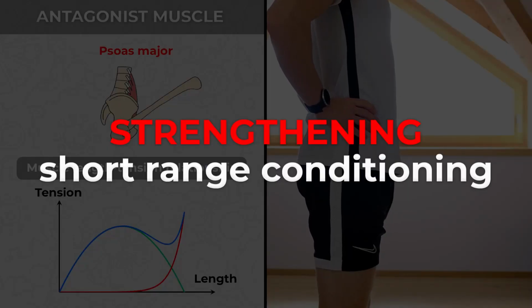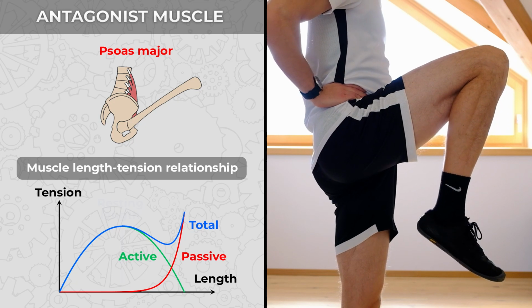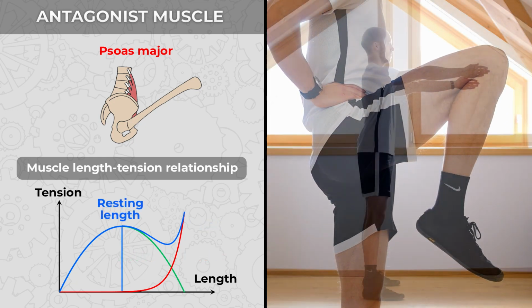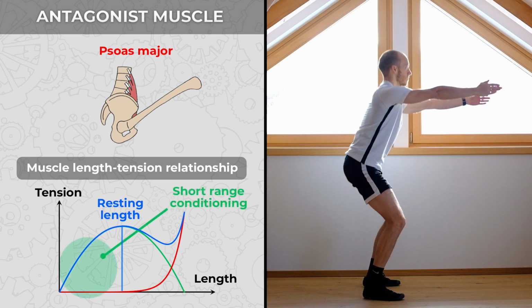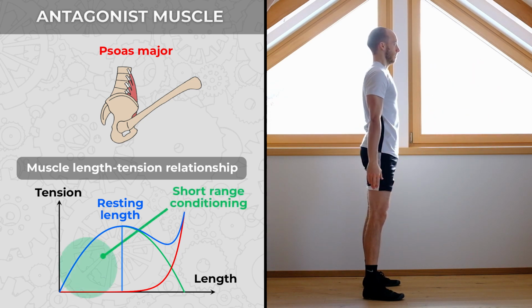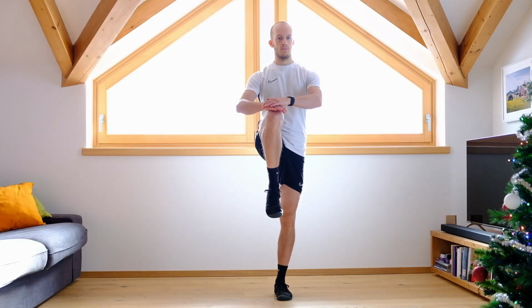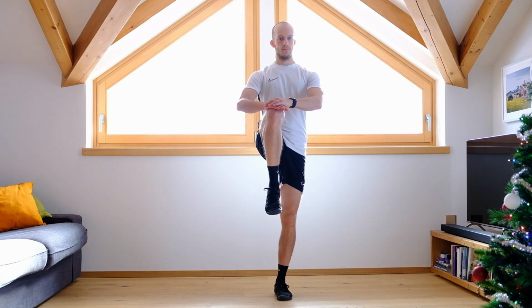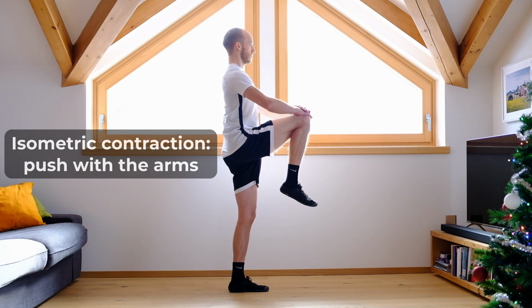The main antagonist muscle that counteracts the posterior pelvic tilt action of buttwink is the psoas. These should be strengthened in the maximum shortened position. For the simplest option, flex the hip from the standing position to the maximum height you are able to. The resistance can then be increased by pushing with both hands and performing sets of isometric contraction.